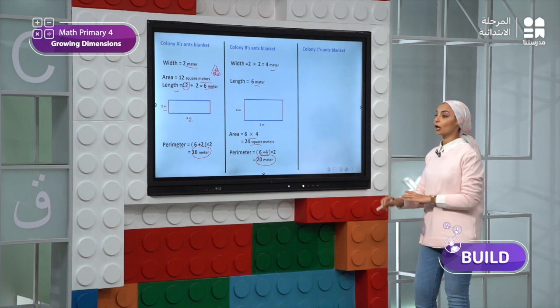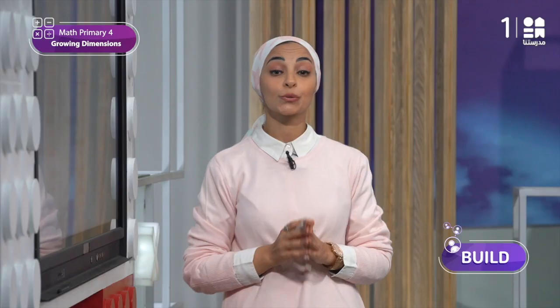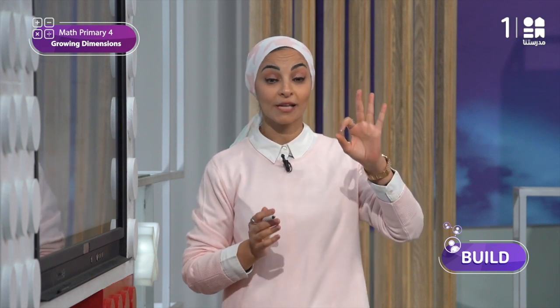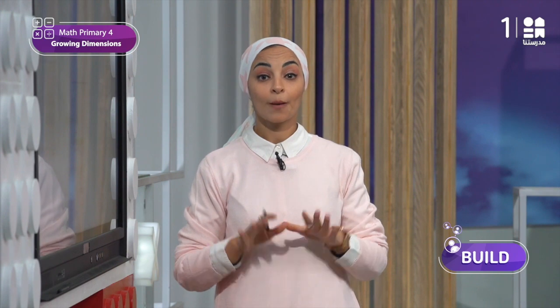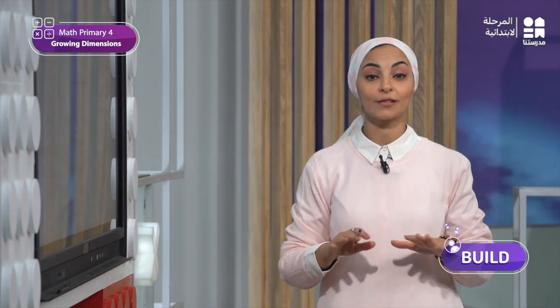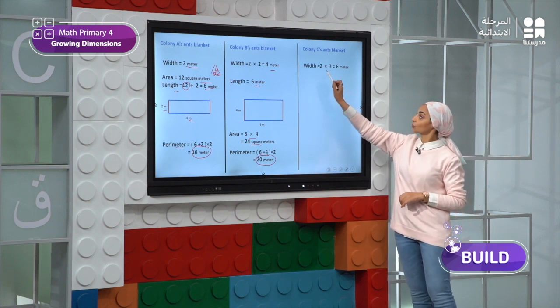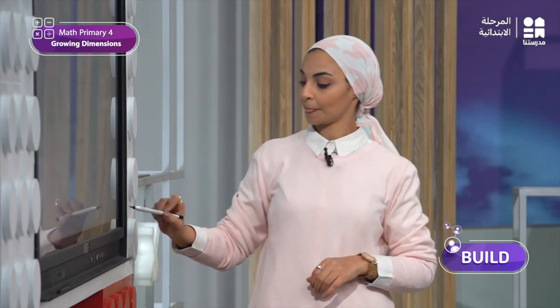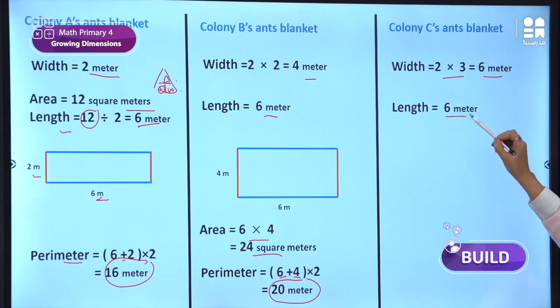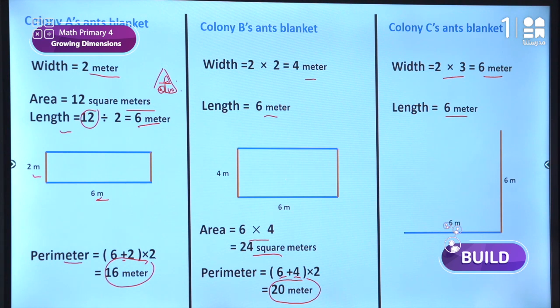Problem number 3, colony C blanket is 3 times as wide as colony A's blanket. 3 times means I will multiply by 3, but the same length, again the same length. So the width equals what? As you see, 3 times, so 2 times 3 equals 6 meters. And my length stays exactly as it is, 6 meters. And this is my drawing, 6 meters and 6 meters. The diagram is very clear.